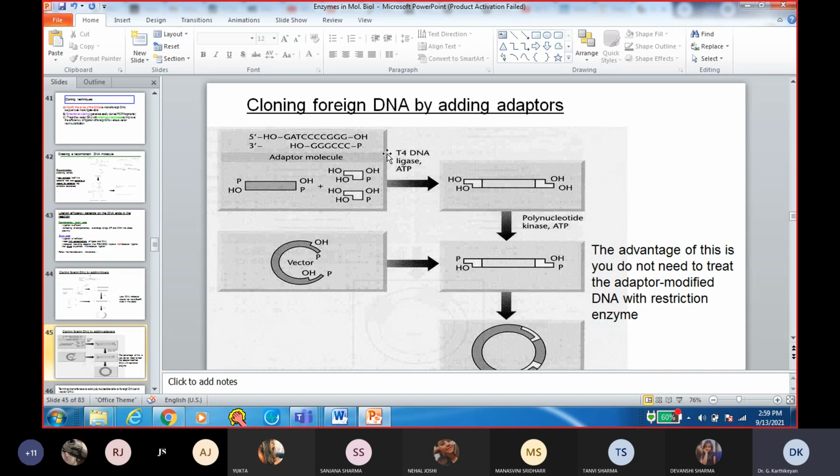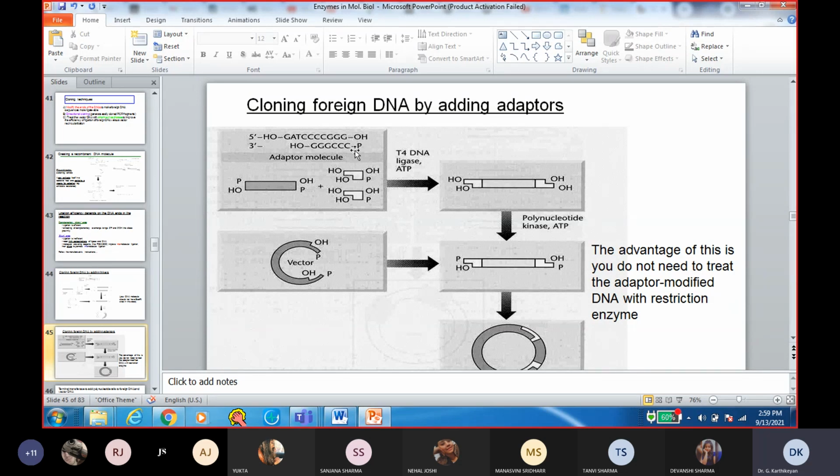Okay. So typically this is your foreign DNA, which has a phosphate at the 5' and hydroxyl at the 3', and you will be ligating this. When you ligate this, this is the product that you're going to get. In this case, as you can see, one of the 5' has a hydroxyl group, the 3' has a hydroxyl group, only one end has a phosphate group.